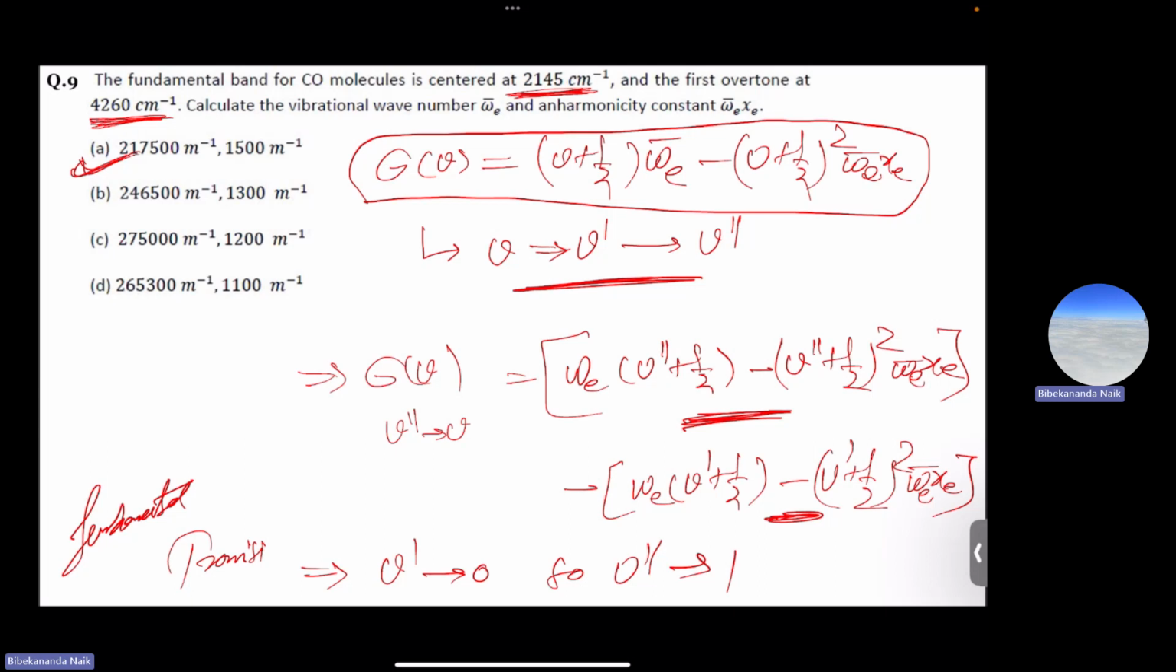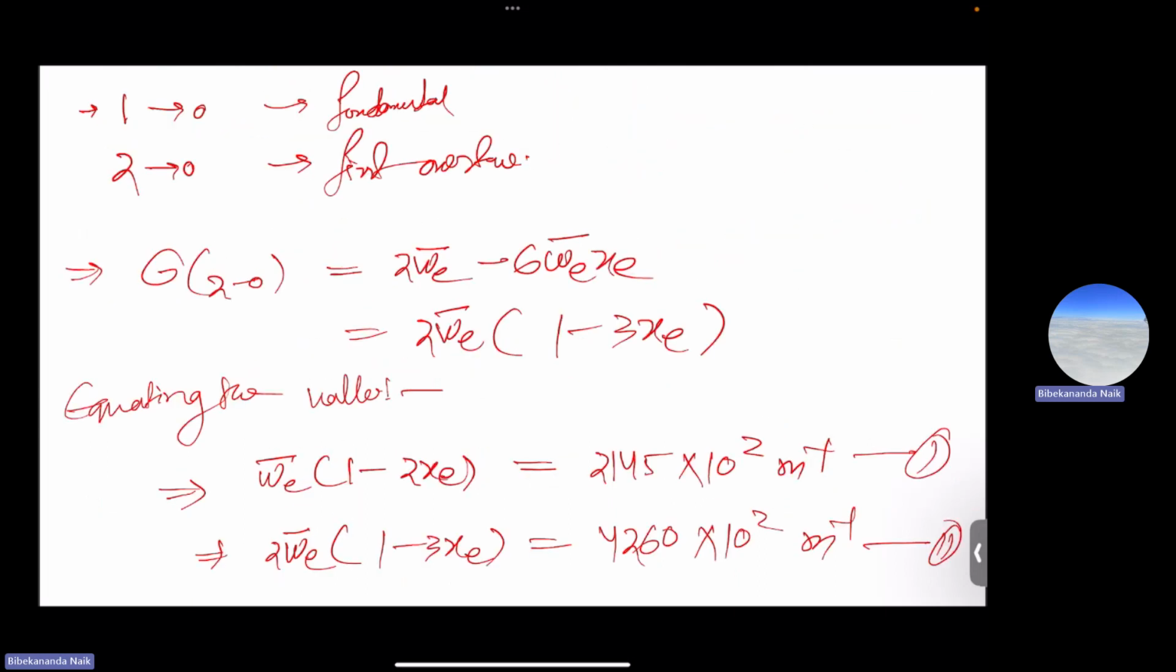So the fundamental transition will give the wave number corresponding to a transition from the 0 level to the 1 level, which is omega e (1 minus 2x). Similarly, if you calculate for the first overtone, the second equation we obtain is 2 omega e (1 minus 3x). These are the two values of the wave numbers, which are also given in the question: 2145 into 10 to the power 2 meter inverse and 4260 into 10 to the power 2 meter inverse.